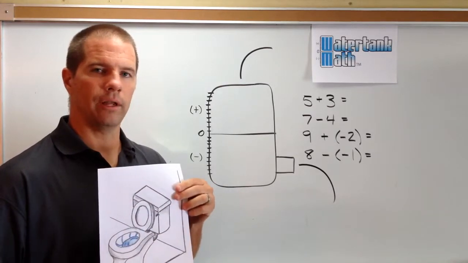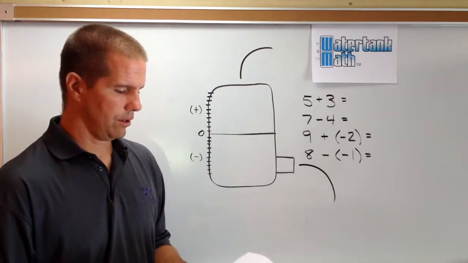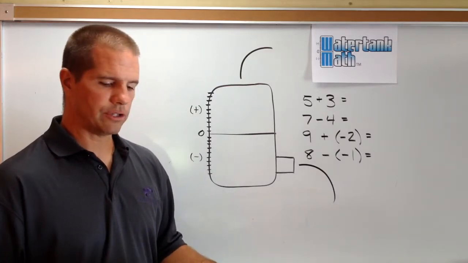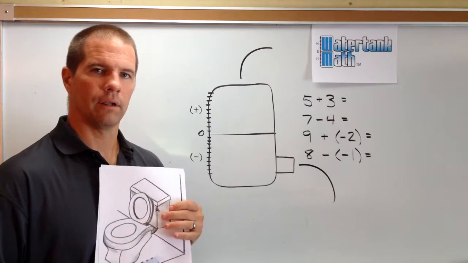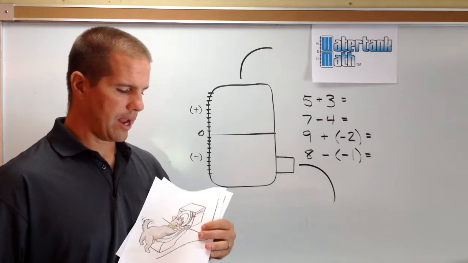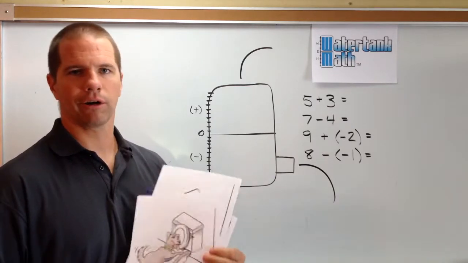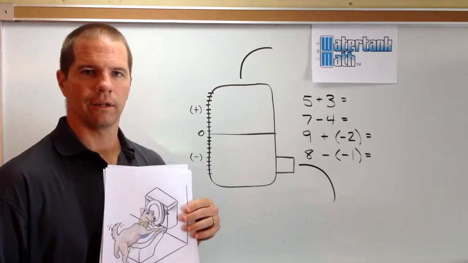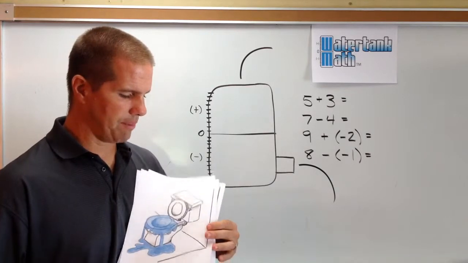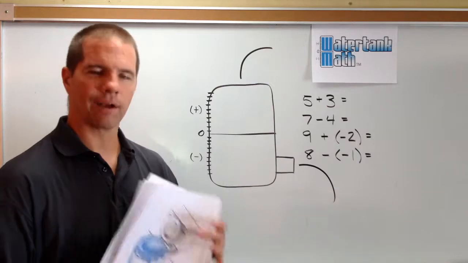Water fills up the toilet. Water is drained from the toilet. A pet, a dog or cat, drinks water from the toilet. And then finally the toilet backflows. There's a backflow of water.